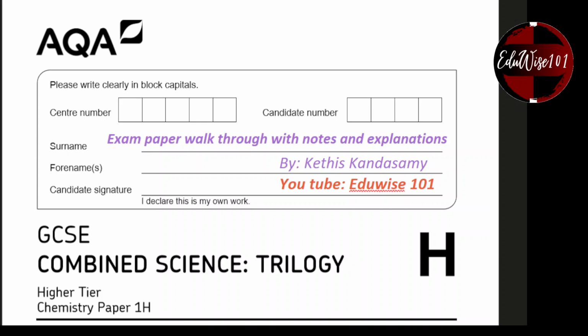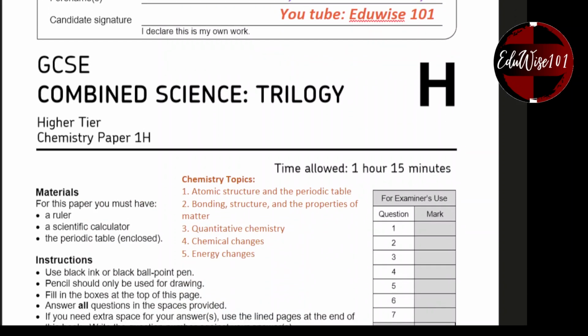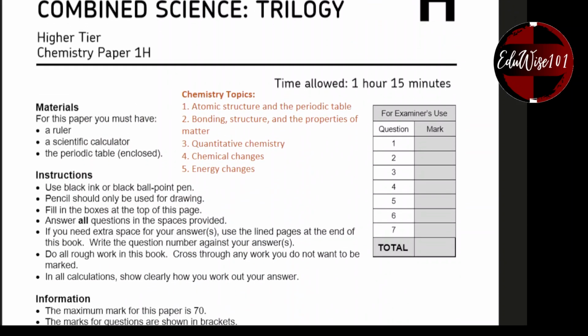In this video, I'm going to go through the AQA Combined Science Chemistry Paper 1 Higher Tier. This paper was released in 2022. And paper 1 has 5 topics that it's being tested on. This paper is 1 hour 15 minutes and has a total of 7 questions. So let's have a look at question number 1.